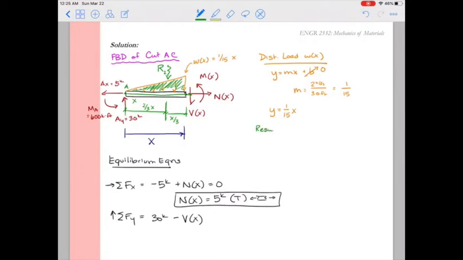Remember, R2 is just the area under the distributed load curve. So to figure out that value, R2 is going to be 1/2 times the base times the height. So 1/2 times x, which is the base, and then the height, which is 1/15 x, or the value of omega x at the right-hand side of the triangle. And don't be scared of these x's, it's algebra. So I do the multiplication, it's 1/30 x squared.